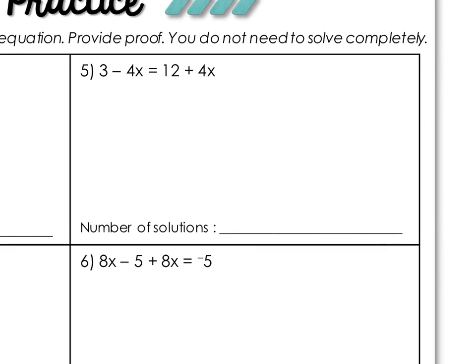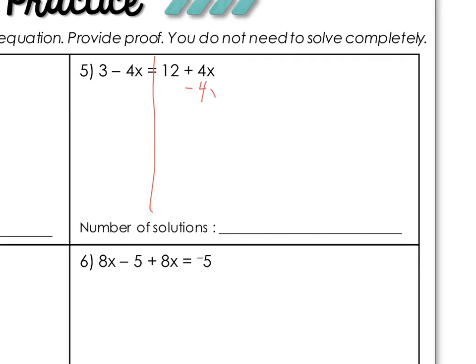Jumping back up here to number 5. Eliminate the variable term from one side of the equation. I'm going to choose to subtract 4x to eliminate it from the right, subtract 4x on the left. That would leave me with 3 minus 8x equal to 12.